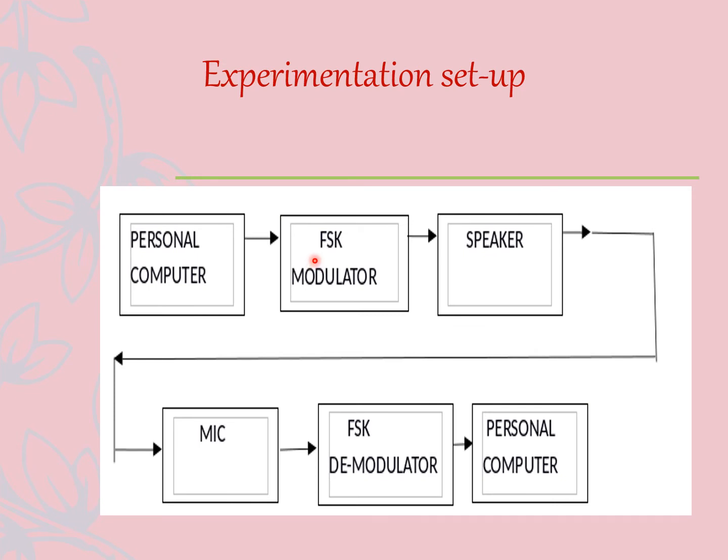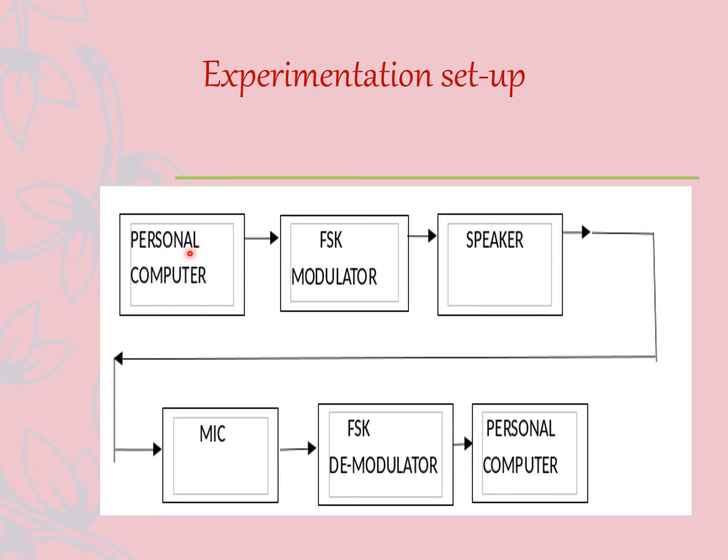With the help of this block diagram, I can explain the working principle of our project. Basically we are going to transfer a message from one computer to a second computer. In between, we have connected to the output of the first computer a USB to TTL converter, then FSK modulator, then speaker, then near the speaker we have kept a mic. This mic connection is made to the FSK demodulator, and then the FSK demodulator is connected to the personal computer using USB to TTL converter.